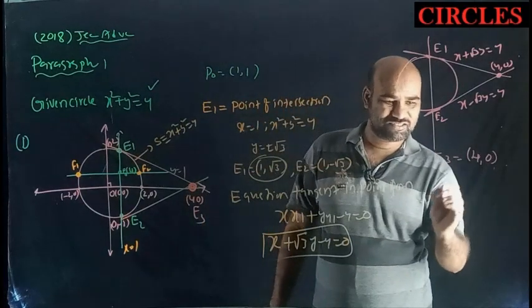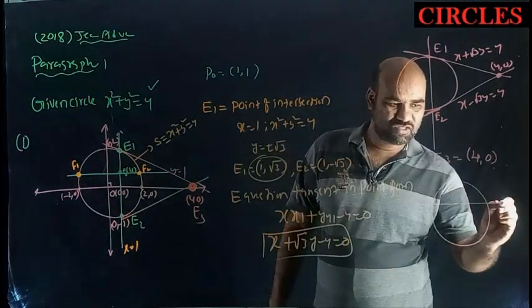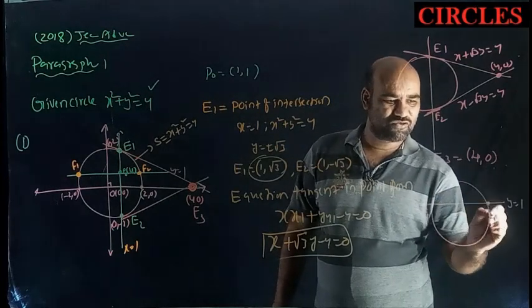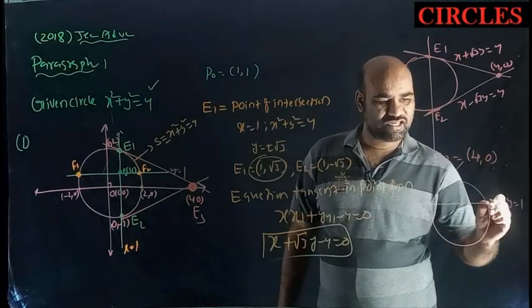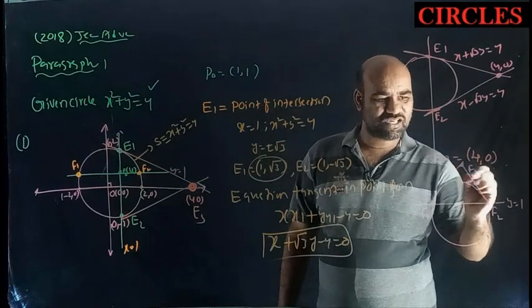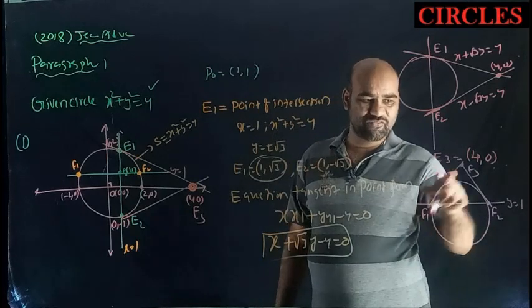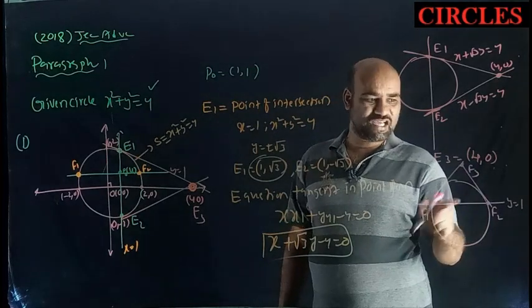A separate diagram for that. This is the y equal to 1 line. This is F1 and this is F2. Here a tangent is drawn, and here a tangent is drawn. The meeting point is F3. We want to find F3. First of all, I want to find F1. F1 is nothing but the point of intersection of the circle and the line y equal to 1.